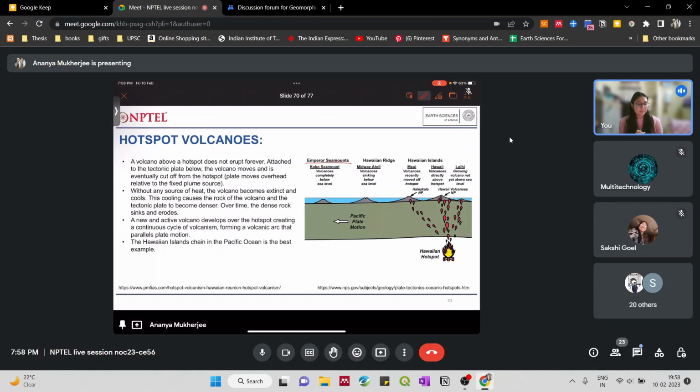First you had the Emperor Seamounts, then you had the Hawaiian Ridge, and now you have the Hawaiian Islands. So these are the present mounds, or present Hawaiian Islands, which are volcanically active right now.